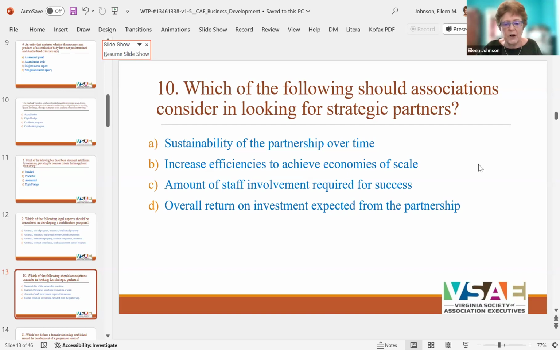And then the overall return for D, it might be more than just a financial return. There could be other things that your strategic partner does for you that may not be quantifiable, just aligning your brand with their brand. And that leaves sustainability of the partnership over time as the correct answer. I think it also goes with strategic partners. You shouldn't have a lot of strategic partners, and you would want them to be someone you want your association's brand to be associated with over a long period of time. So it's a mutually beneficial relationship. So I think that's why that's the correct answer. But that was good.